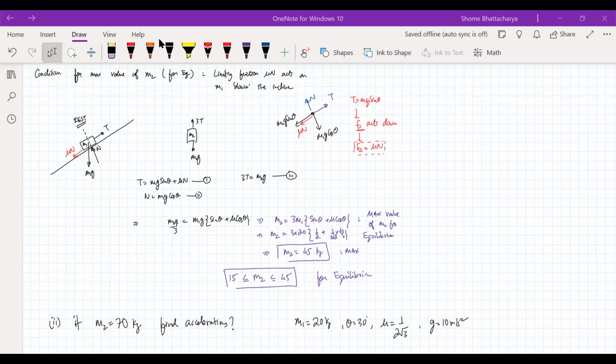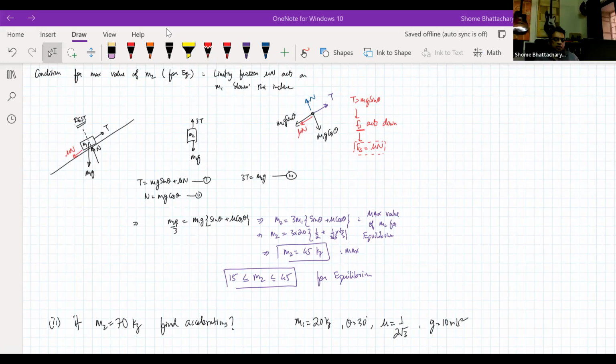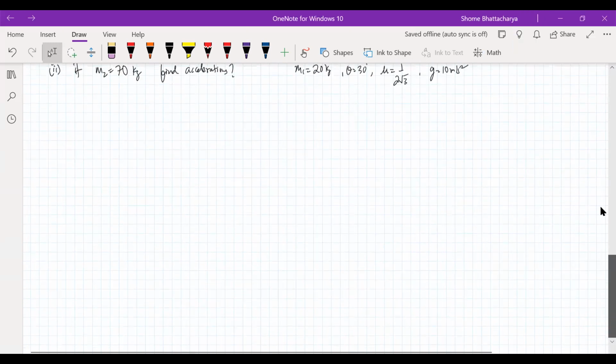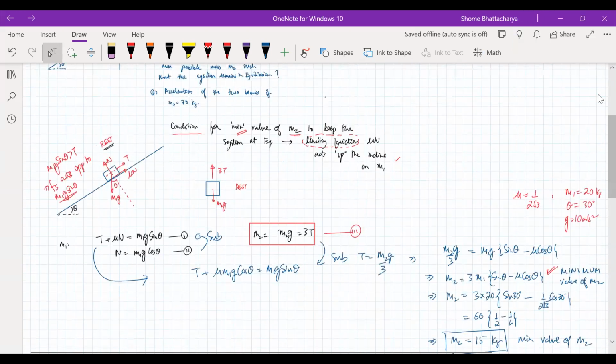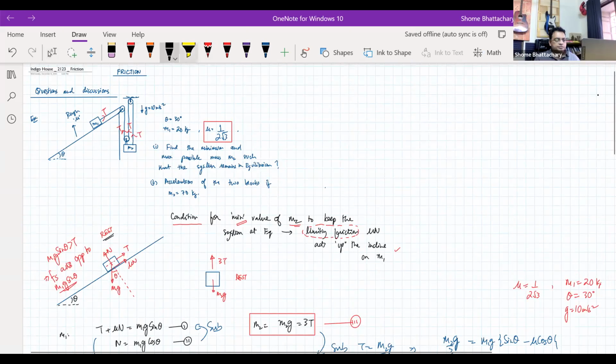So first of all, can you tell me what is the constraint relation? What is the relationship between A1 and A2, A1 being the acceleration of the block m1 up the inclined plane? Sir, A1 is equal to 3A2. Yes, very good. That is correct. So that will be the constraint relation.